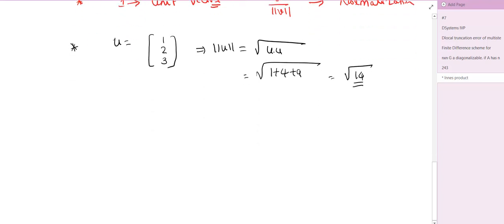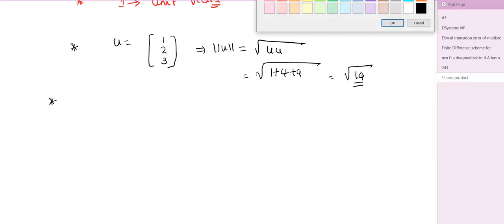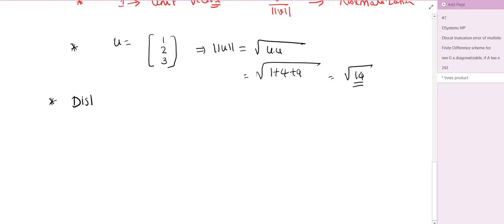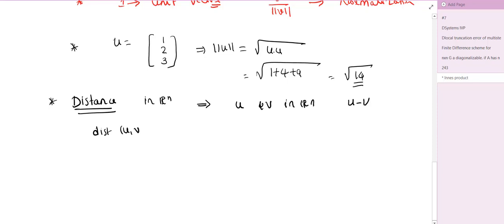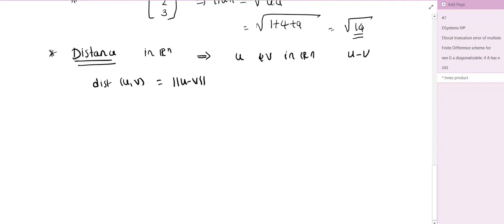Okay, and now we have got the distance in Rn. So distance in Rn is defined for any u and v vectors in Rn. The distance between u and v is denoted by the length of the vector u minus v. So the distance between u and v will be the norm of u minus v. Okay, so you will find u minus v first and then take the norm of the given vector.